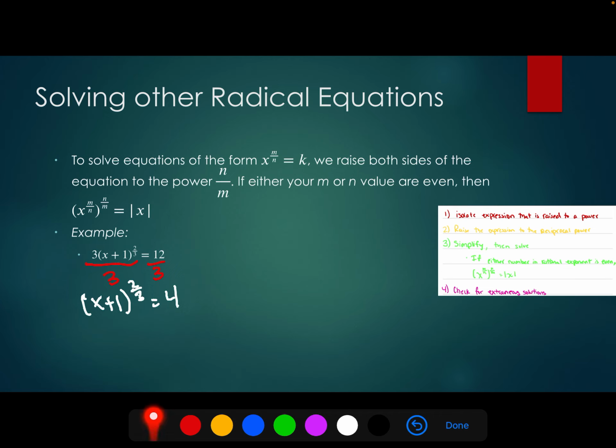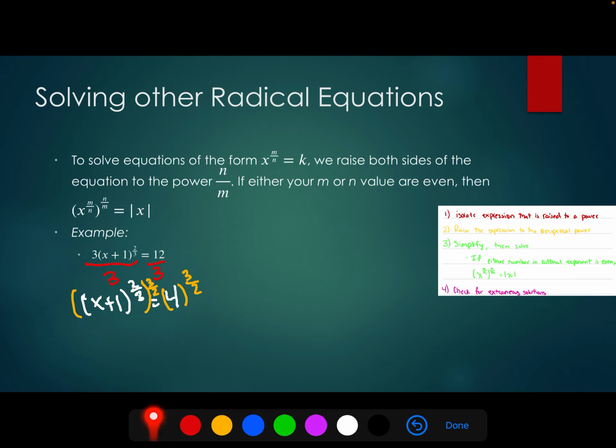Now we take a look at our next step, and that's going to be to raise the expression to the reciprocal power. So here, this x plus 1 is raised to the 2/3 power, so we're going to have to raise both sides of our equation to the reciprocal of that, which is 3/2. So we're going to raise both sides to the power of 3 over 2.